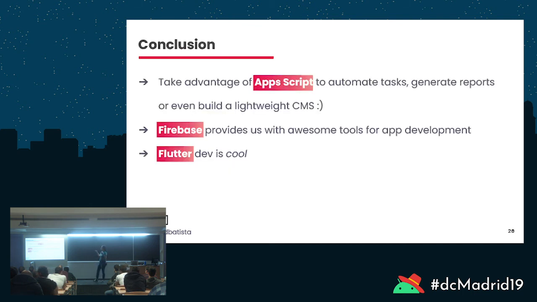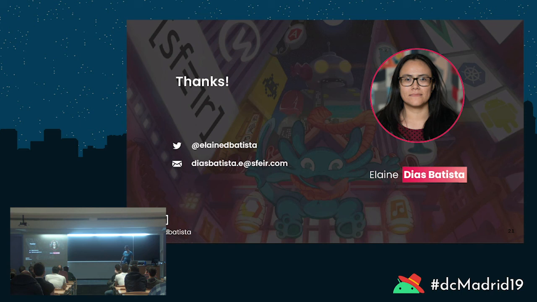So in conclusion, I hope that I convinced you that Apps Script is a really, really powerful tool that everyone can use to automate tasks, generate some reporting, and even build a lightweight CMS for your own projects. Firebase, awesome tools for app development. And again, Flutter dev is really cool. So thank you very much.